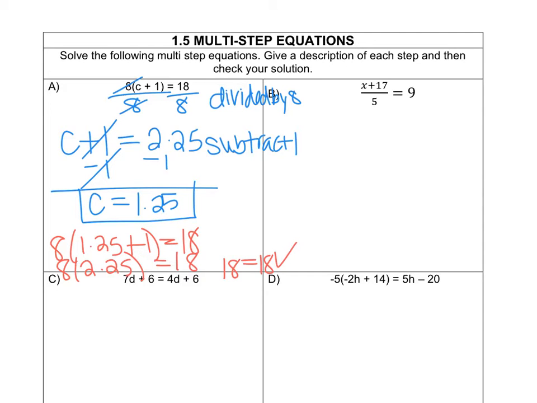Okay, I'm going to come up here and erase part of this problem, so make sure you have it written down while I go on to problem B. That way it doesn't get into this other problem.